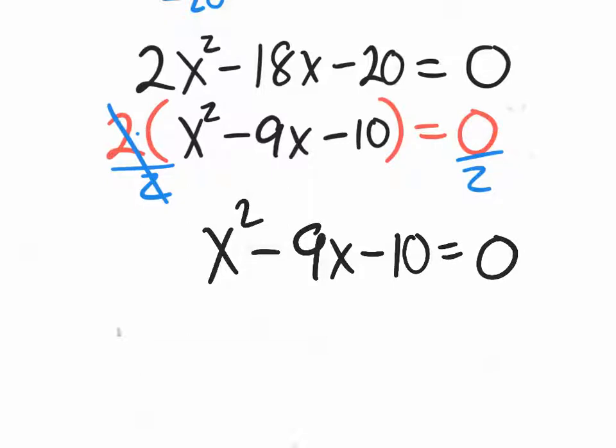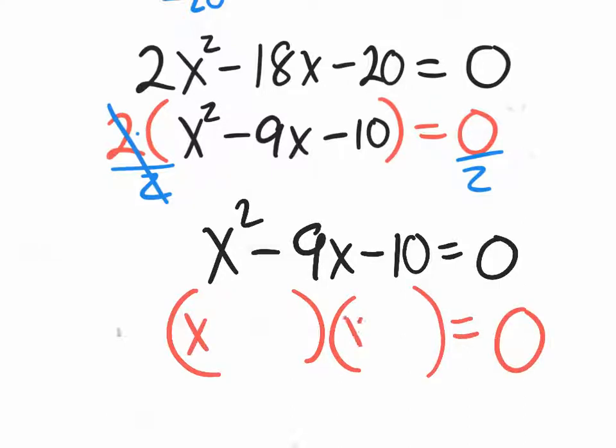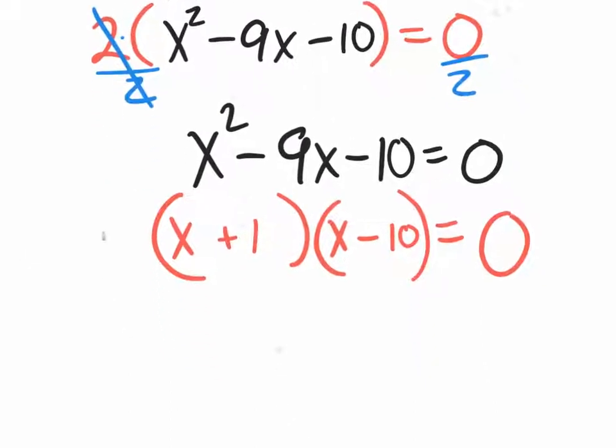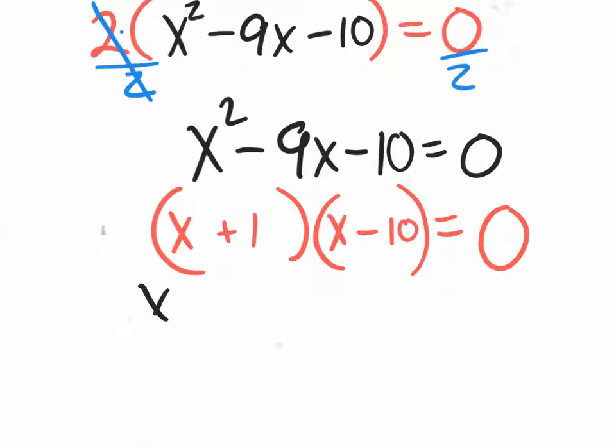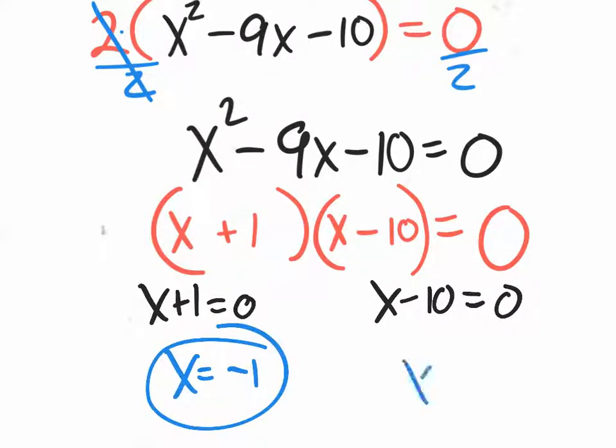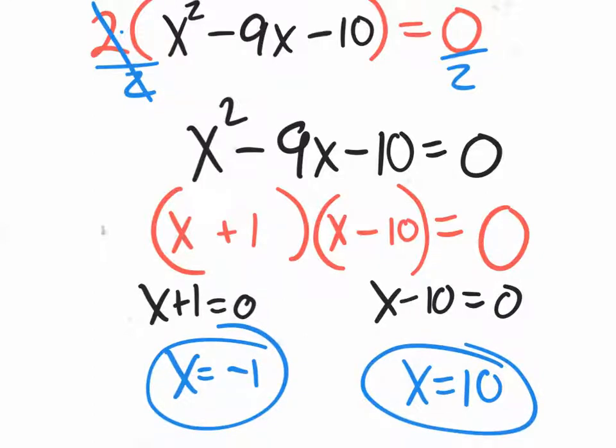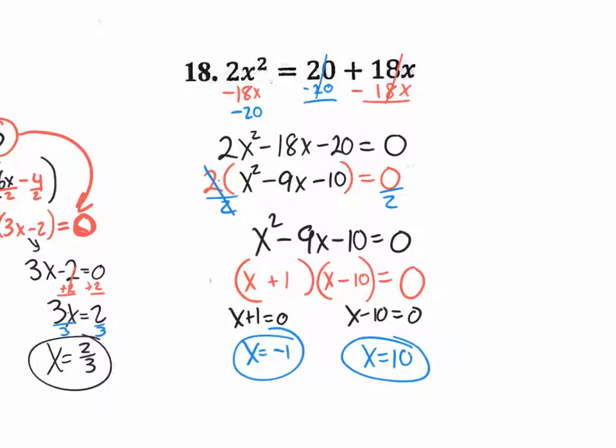And now that the a value is 1, it's really easy to factor, split, and solve. So the question becomes, what times what is the c value, negative 10, that if I combine together gives me a negative 9? 1 times negative 10 is correct. So we're going to put a plus 1 times negative 10. And then after that, all we do is split it and solve. So we will have x plus 1 equals 0 and x minus 10 equals 0, which means that your two answers are x equals negative 1 and x equals positive 10. Those are your two answers for that one question on number 18.